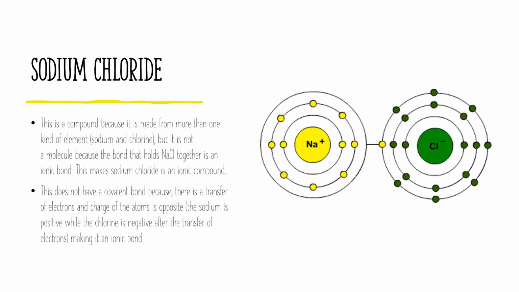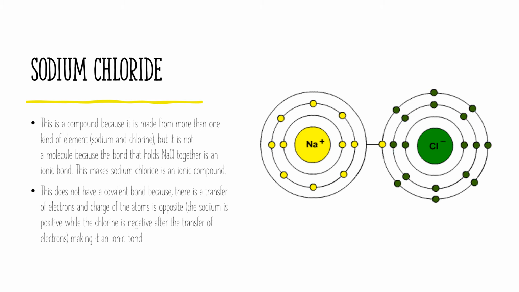Sodium chloride. This is a compound because it is made of more than one kind of element, sodium and chlorine, but it is not a molecule because the bond that holds sodium chloride together is an ionic bond. This makes sodium chloride an ionic compound.